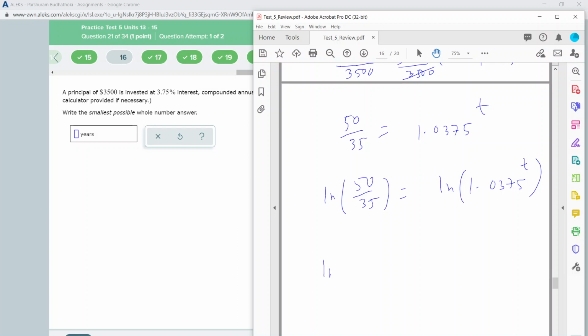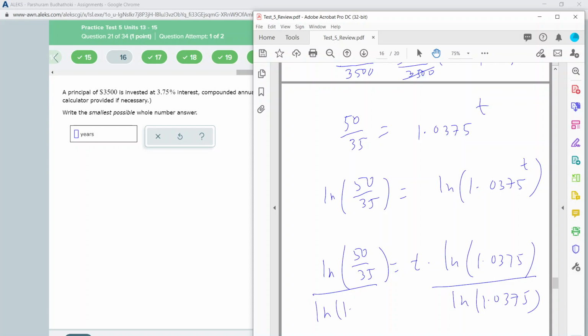So this is the number you have, ln 50 over 35. t is down now, ln 1.0375. Now to find the t, just divide both sides by this ln 1.0375. Now the t is this expression. Just type this expression on your calculator. So I'm going to do that here.